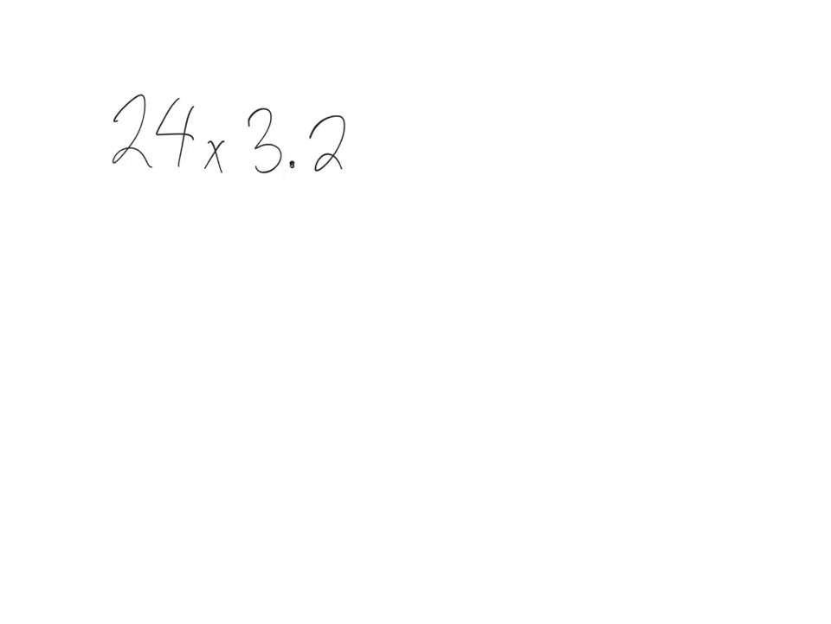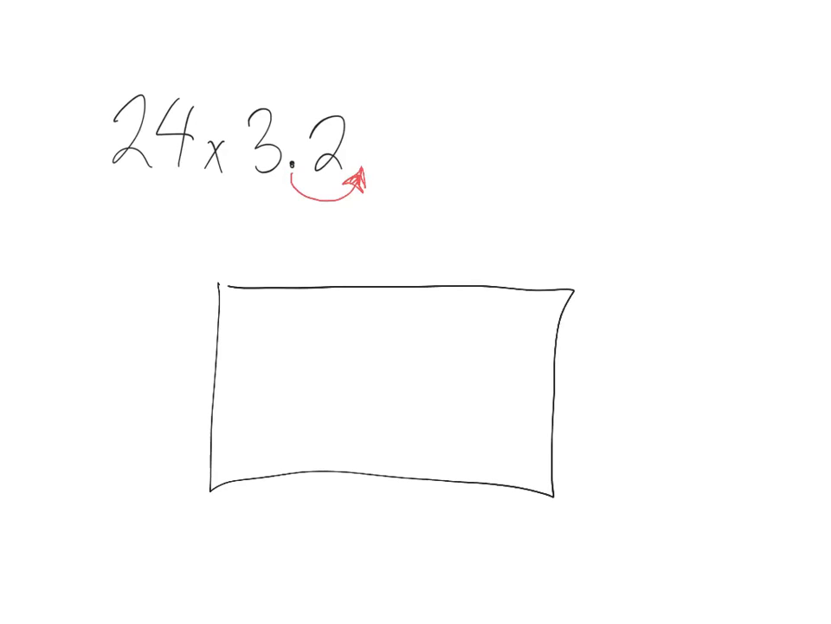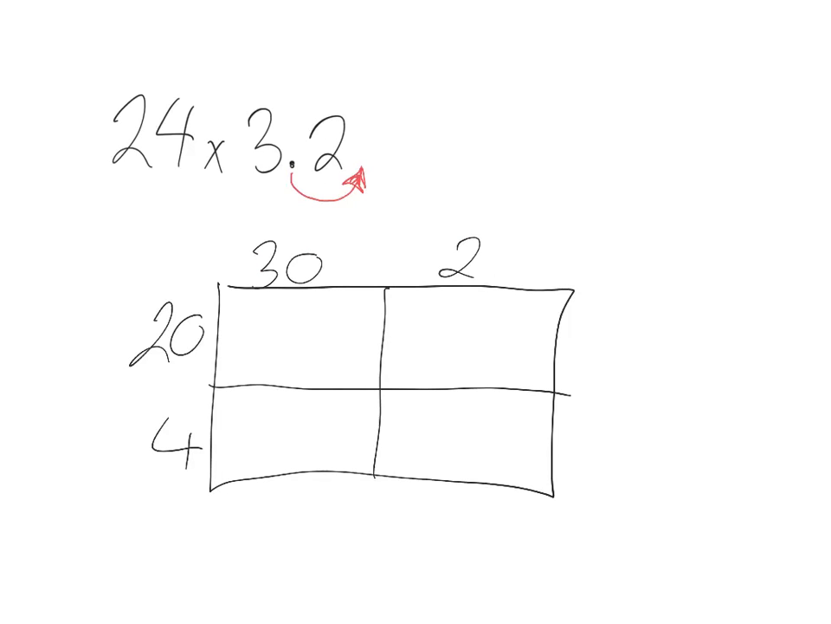With our decimal number, we are going to count how many times we have to move it to make it create a whole number. In this situation, we would move it only one place. Okay? So if I move it one time, I would get 32. Knowing that, I can use the box strategy for multiplication that we've talked about before. So I'd have 20 and 4 and 30 and 2.